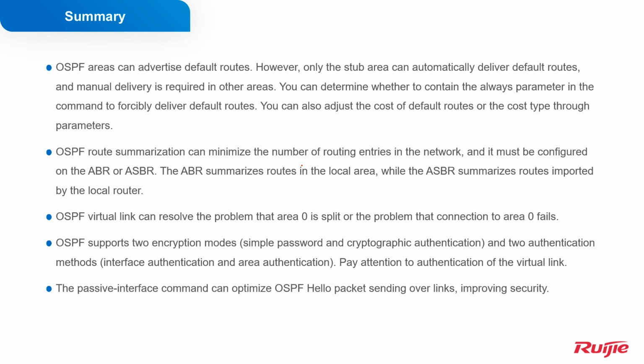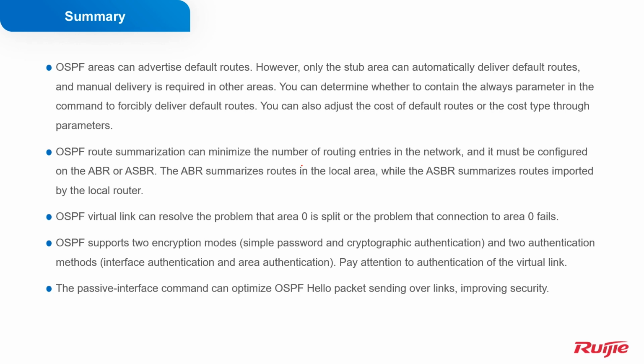For the ABR device, we can only summarize the routes of the local area. It means for inter-area routing information, we can do the summarization on the ABR device. Another situation is to do the summarization on the ASBR device. On the ASBR, we do the redistribution and import the external routing information into the OSPF domain, and after this, we can do the summarization on the ASBR device. Another scenario is an NSSA area, where we can do the summarization on the ABR device which belongs to the NSSA area.